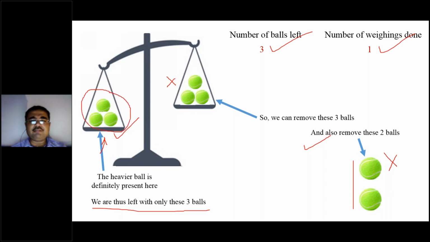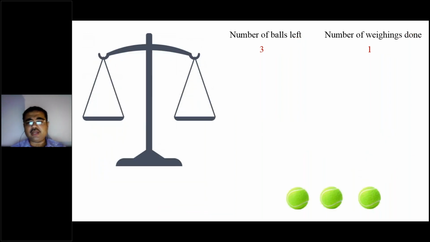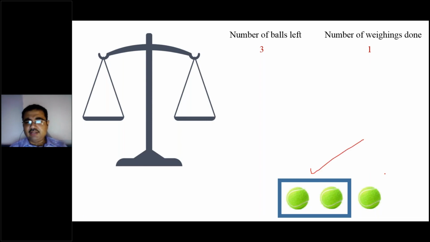Now you are left with only 1 weighing. If you have to do it in 2 weighings, in 1 weighing you have to say which of these 3 balls is heavier. How to do it? Go ahead with these 3. We are left with 3, one weighing already done. What to do? I select 2 of them. I leave out one. I don't use this one. I use only these 2 and put them into the weighing machine.